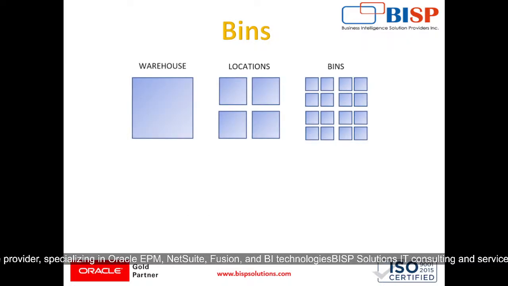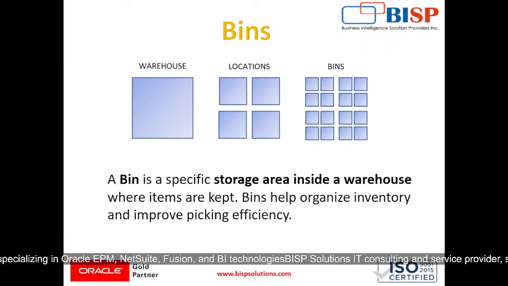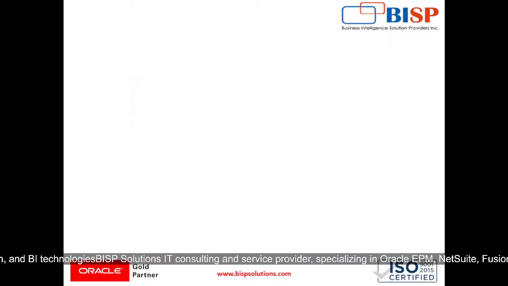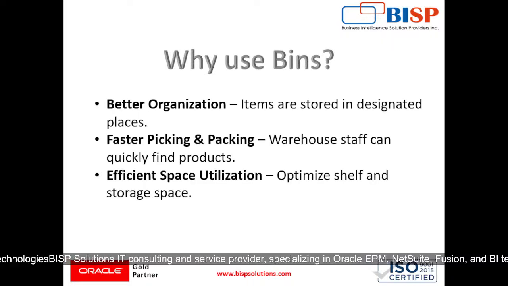Then comes our bins. So a bin is a specific storage area inside a warehouse where items are kept. Bins help organize inventory and improve picking efficiency. So why do we use bins? So a bin is a specific storage area, so it provides better organization where items are stored in designated places. Also it provides us faster picking and packing, where warehouse staff can quickly find products. Efficient space utilization, where optimizing shelf and storage space is there.